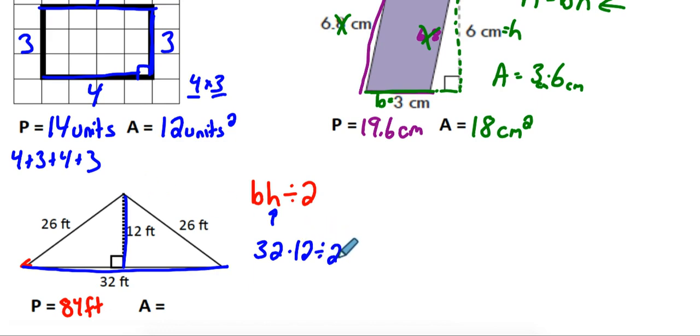So for this one, I'll break out my calculator. 32 times 12 divided by 2 gives me an answer of 192. It's area, so it's always going to be feet squared. So base times height, but then I throw in that divided by 2. Triangle and 2 both start with T, so it reminds me that I have to divide by 2.